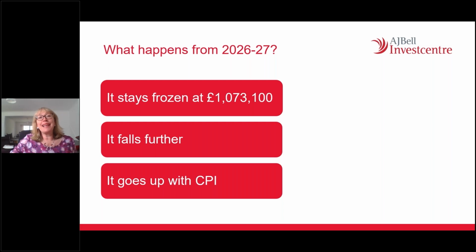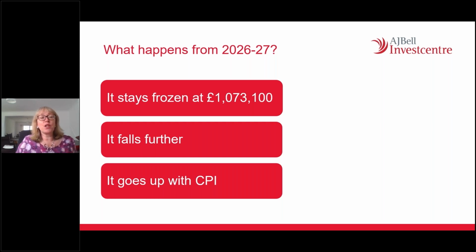But before we do that, let's get out the crystal ball, do a little bit of gazing and think about what's going to happen from 26, 27. We know that the lifetime allowance is going to be frozen up to that point. I think there are a few scenarios that could happen. It could stay frozen and just remain at 1,073,100. It could fall further, or it could start to inch up in line with inflation again, very, very gradually.